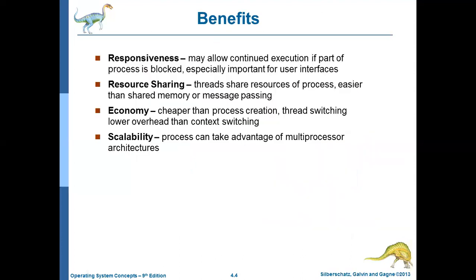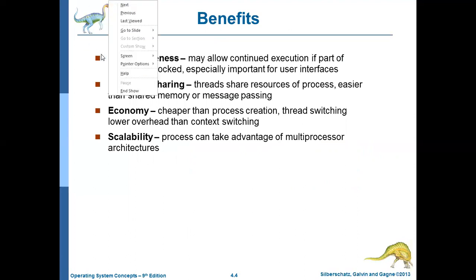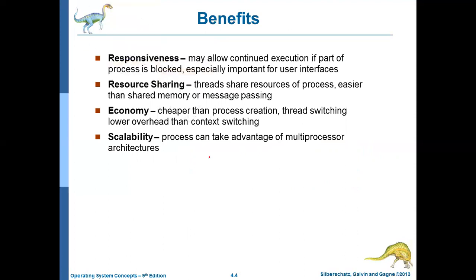Now moving on to the various benefits of using threads in programming, there are four benefits. The first one is responsiveness, the second one is resource sharing, the third one is economy, and the fourth one is scalability. Now let's see what is meant by responsiveness. Responsiveness is nothing but the thread which is currently executing will not be made to block until it gets the response for the request which it had sent. Instead, the thread will continue with its execution even if part of the process is blocked, especially for user interfaces.